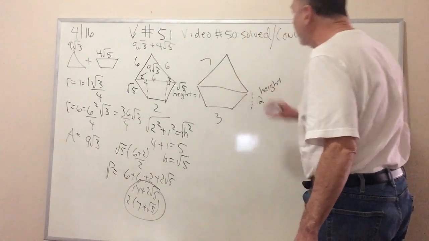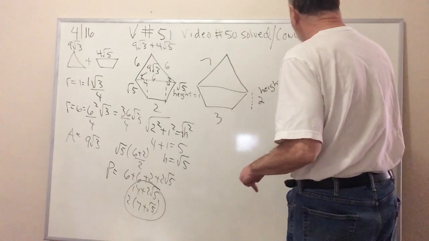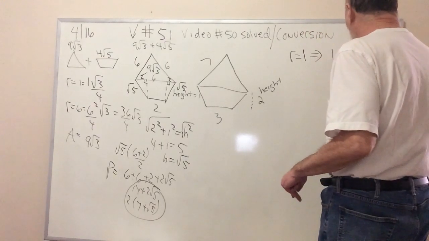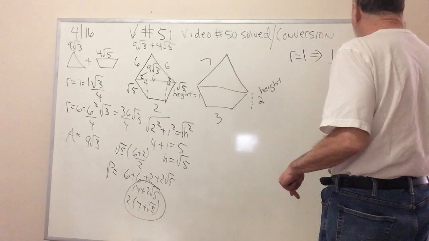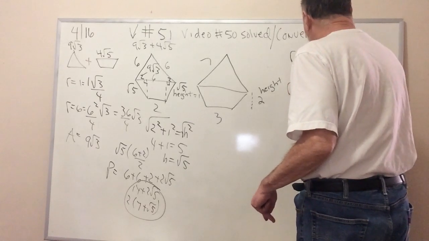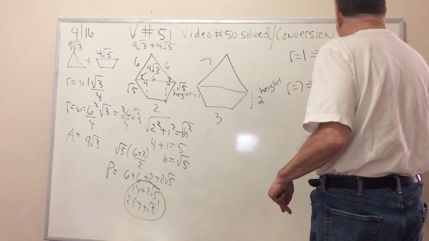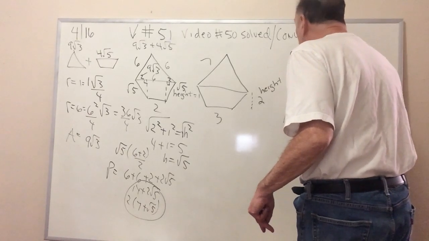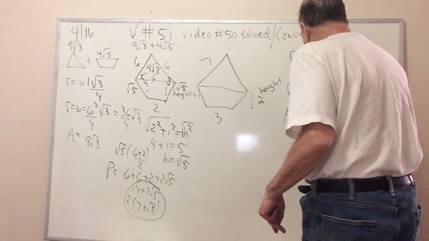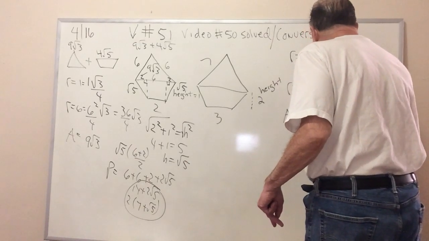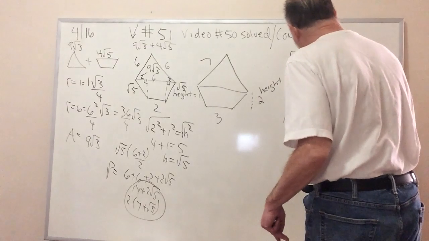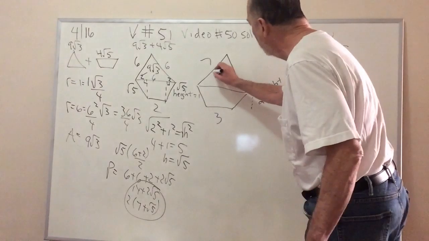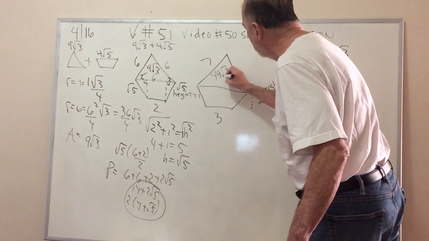And the second part will be even easier to do. Again, it's a compound figure. It's an irregular pentagon. So if r equals 1 implies 1 over radical 3 divided by 4, then when r equals 7, that implies 7 squared radical 3 over 4. So the area of this guy on the top here is 49 radical 3 over 4. These numbers are co-prime, 7 times 7 and 4. So there's my area. I'll just quickly write that out.